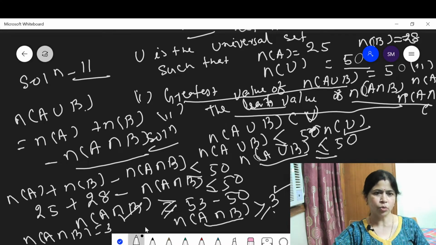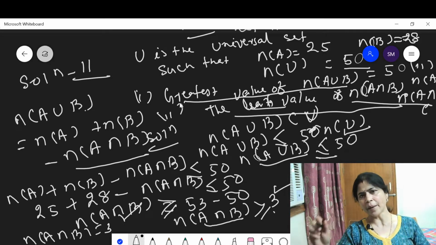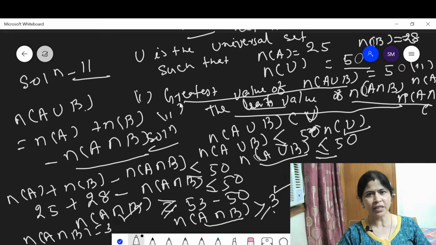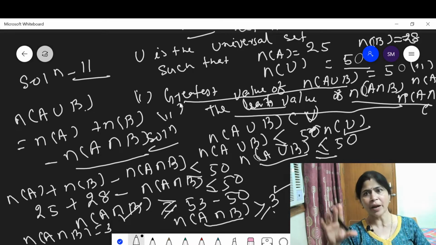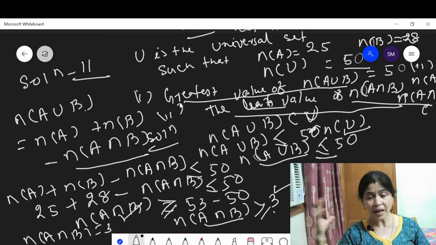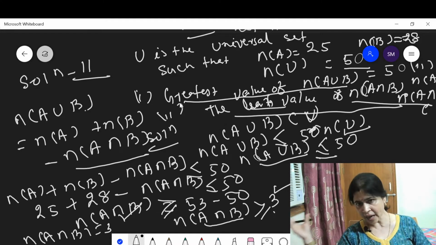Okay, then the next question. Understand? Look here, the data is given. The number of elements present in set A is 25, the number in set B is 28, and the number of elements present in the universal set is 50. Here we have to find the greatest number of elements present in A union B.